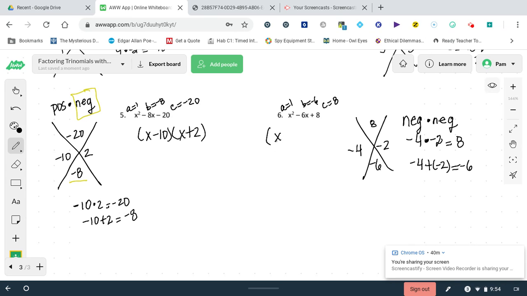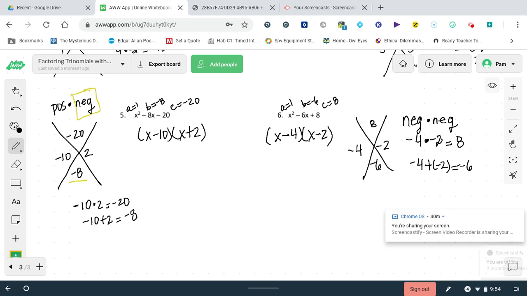So the numbers on the sides of the x are negative 4 and negative 2. So I write my factors as x minus 4, because it's a negative 4, times x minus 2, because it's a negative 2. You're putting x with whatever numbers are on the sides of the x. All right, guys, that's it for factoring trinomials with a leading coefficient of 1.